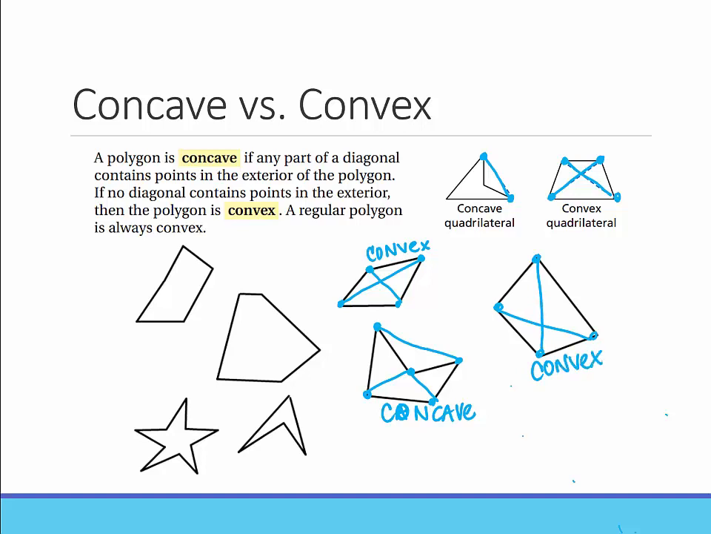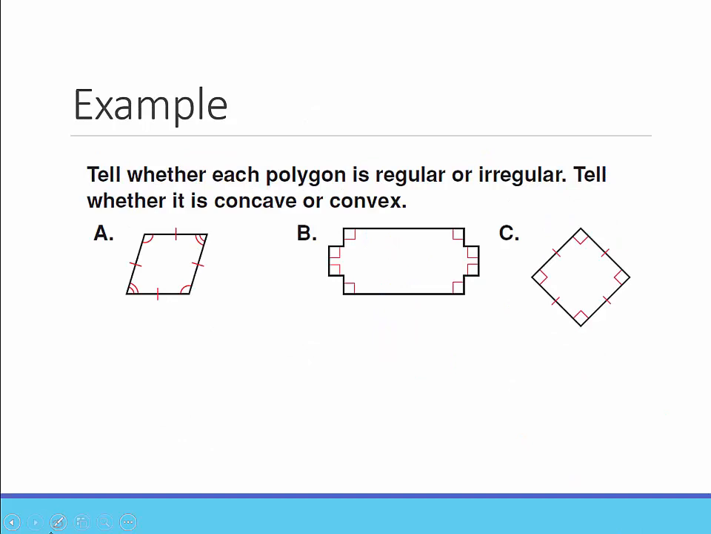I want you guys to name these 4 over here, and we'll discuss them in class tomorrow. So tell whether each polygon is regular or irregular, then tell whether it is concave or convex. So, regular or irregular. Regular means all congruent angles and congruent sides. Irregular means not. And then concave or convex we just talked about.